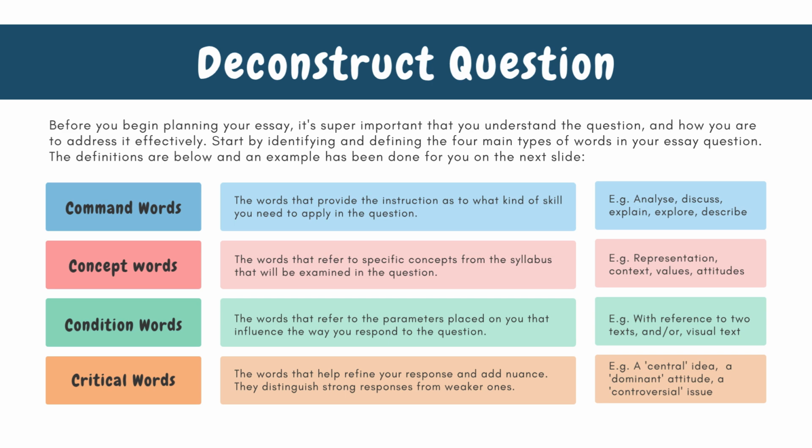Condition words. The words that refer to the parameters placed on you that influence the way you respond to the question. For example, with reference to 2 texts, and, or. Critical words. The words that help refine your response and add nuance. They distinguish strong responses from weaker ones. For example, a central idea, a dominant attitude, a controversial issue.